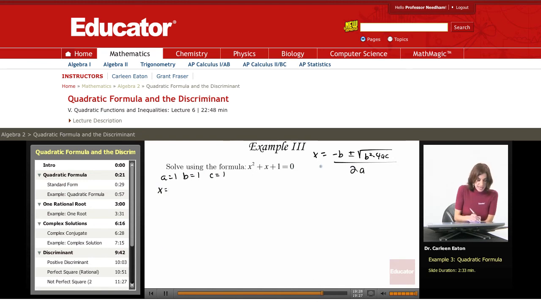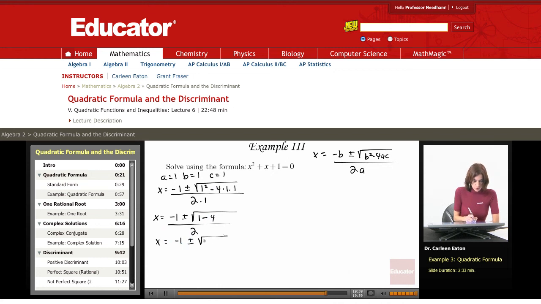x equals negative b, so that's negative 1, plus or minus the square root of b squared, so that's 1 squared, minus 4 times 1 again, so minus 4ac, all over 2 times a, which is 1. So x equals negative 1 plus or minus 1 minus 4, all over 2. So x equals negative 1 plus or minus the square root of 1 minus 4, which is negative 3.